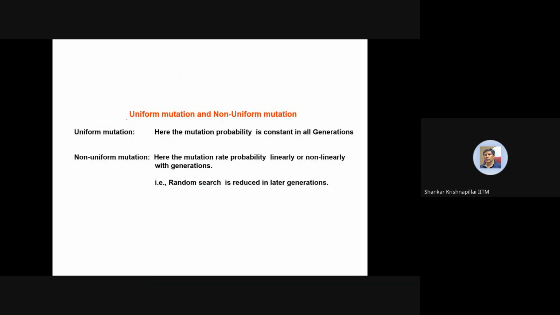Okay, then uniform mutation and non-uniform mutation. Uniform mutation means here the mutation probability is constant in all generations. Non-uniform mutation means here the mutation probability is decreased linearly or non-linearly with generations. Okay. So therefore, the random search is reduced in later generations.